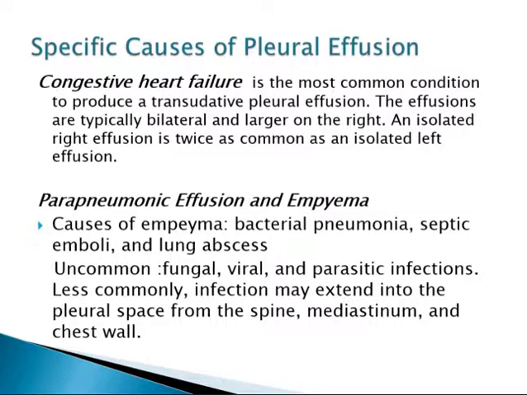Parapneumonic effusion is the effusion that develops after an attack of pneumonia, and if the infection extends to this effusion, empyema will develop. Causes of empyema: bacterial pneumonia, septic emboli, lung abscess, and less commonly fungal, viral, and parasitic infection. Less commonly, infection may extend to the pleural space not from the lung but from the spine, mediastinum, or chest wall.